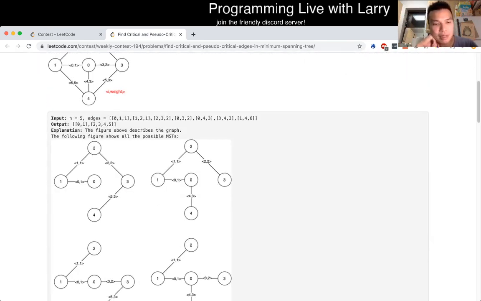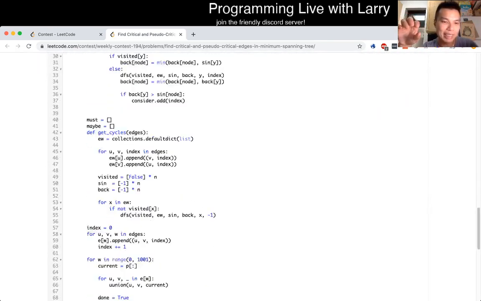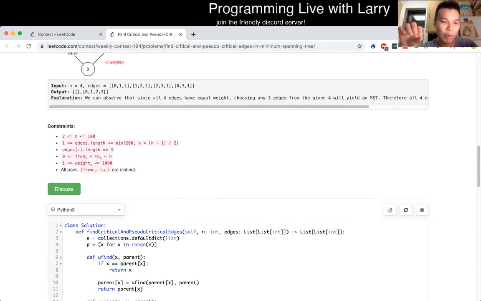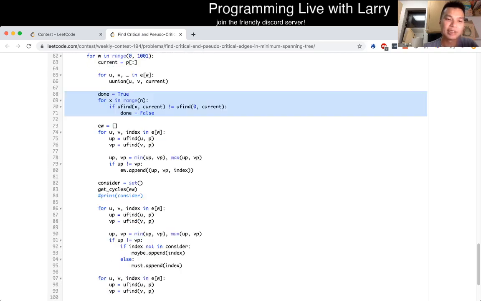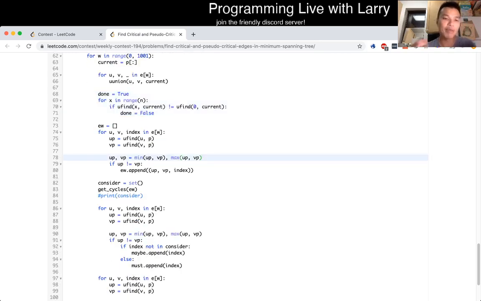So basically, we go one by one. Given that the weights go from 1 to 1,000, I wrote a for loop. I use union find for this, and if it's done, we set it to done afterwards, meaning that if we have more than one component, then it's not done. If we have only one component, that means we have a minimum spanning tree and it's done, right? Otherwise, I keep track of all the edges that we used this round, which is all the edges of the same weight.